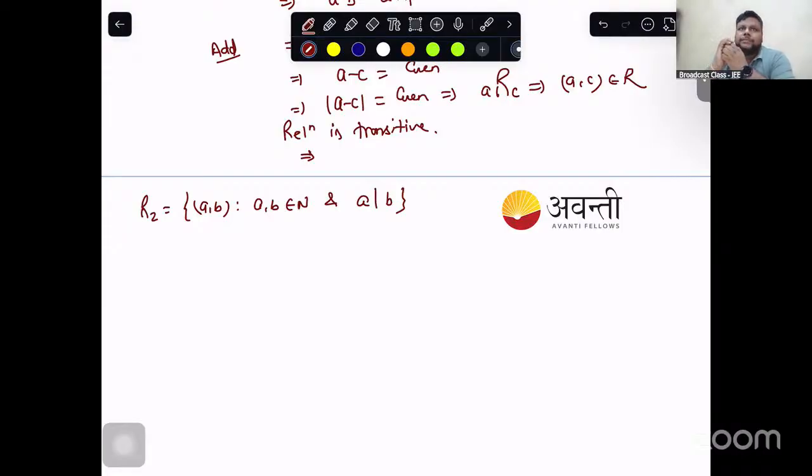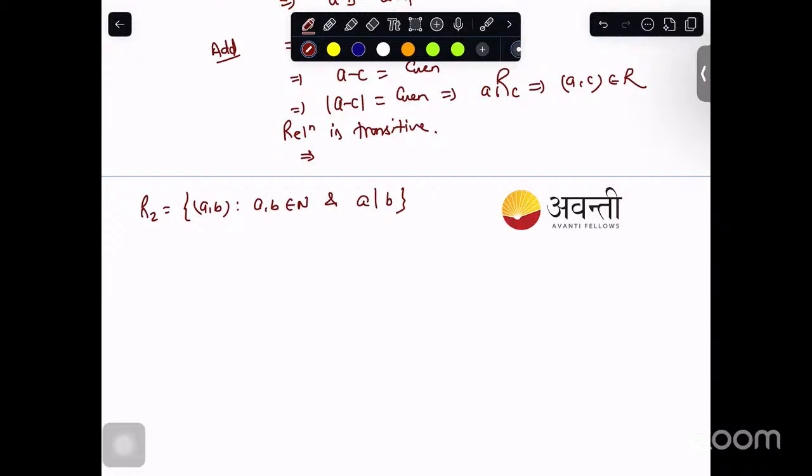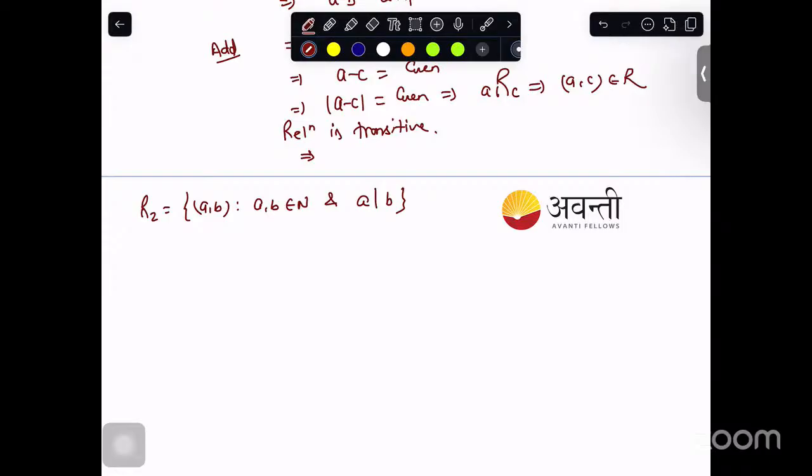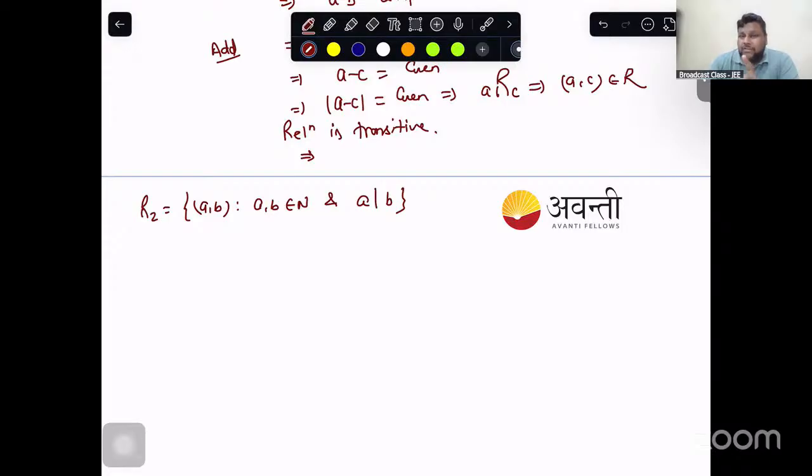Now, is it symmetric? No, sir. Because if A divides B, then B will not divide A unless A is equal to B. Like 2 divides 4, but 4 does not divide 2. Fair enough?